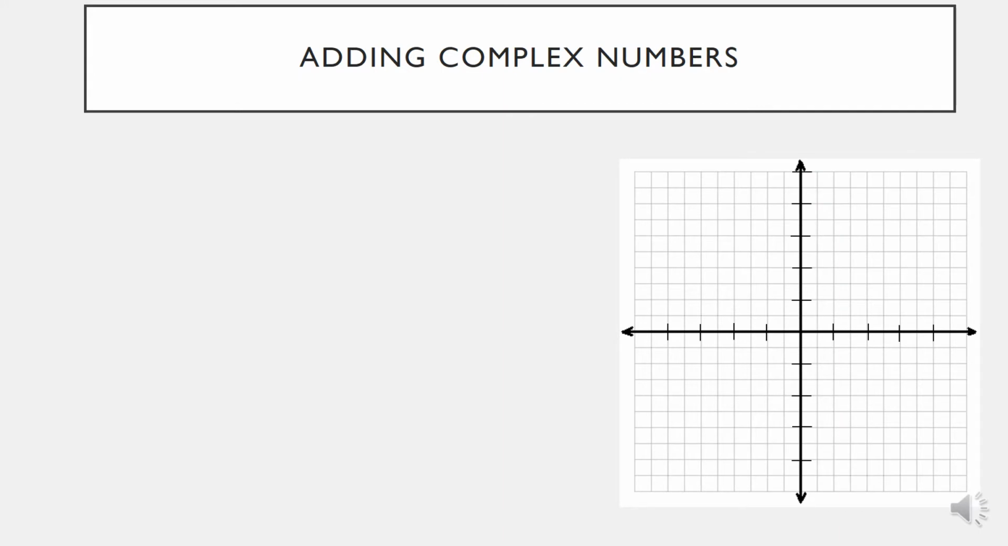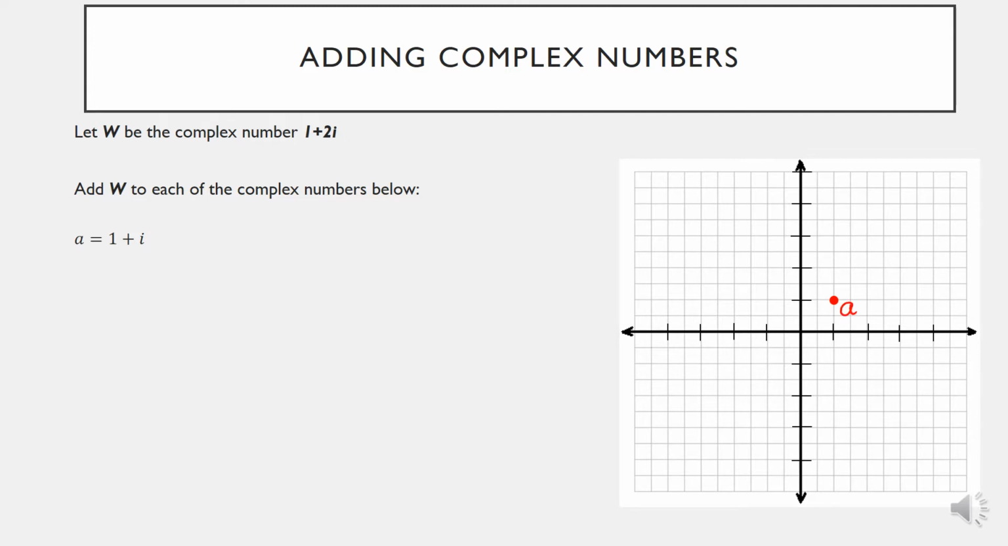Okay, so first we're going to look at adding complex numbers. We're going to let w be the complex number 1 plus 2i. We're going to add it to a number of other complex numbers. So we're going to start with a, which is this red dot here on my Argand diagram. There's a. And we're going to add w to it. So 2 steps to the right, 3 steps up, and we end up here, at 2 plus 3i.